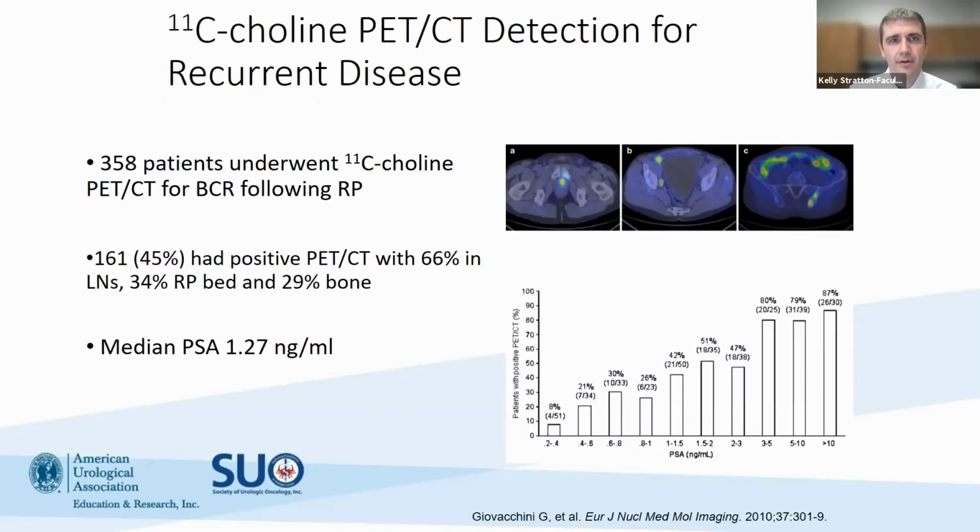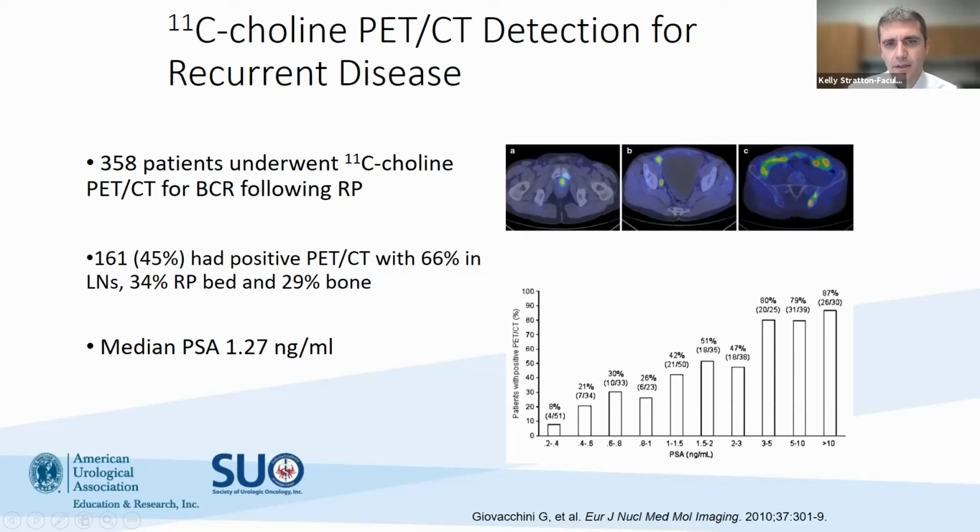Here is an example of a choline PET study where 358 patients underwent C11 choline PET imaging at the time of biochemical recurrence following prostatectomy. Here are some example images from the choline PET study, and then 45% were found to have positive PET imaging, 66% in the lymph nodes, 34% in the prostate bed, and 29% in the bone. The median PSA for the study was 1.27.